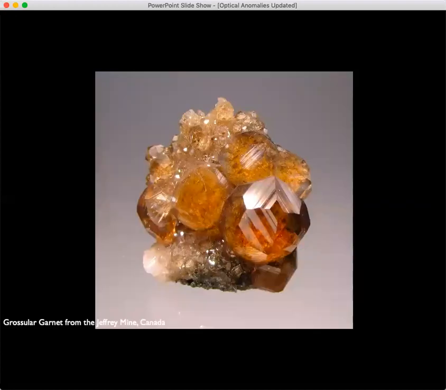Here's another garnet that shows the same feature from the Jeffrey mine in Canada, and here is a thin section in cross polars. As I said earlier, garnet is an isotropic mineral, so we would expect to see no light passing through this crystal in cross polars. However, not only do we see light passing through it, but it is going extinct at different times. This is also due to intersectoral zoning.